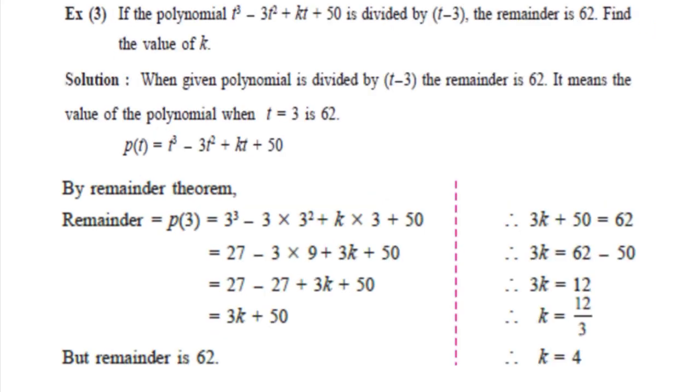Next example, if the polynomial t cube minus 3t square plus kt plus 50 is divided by t minus 3, the remainder is 62. Find the value of k. When the given polynomial is divided by t minus 3, the remainder is 62. It means the value of the polynomial when t is equal to 3 is 62.